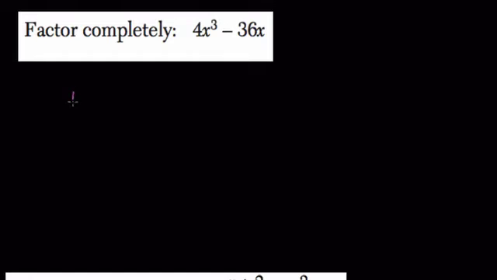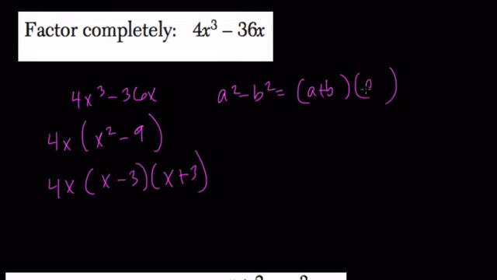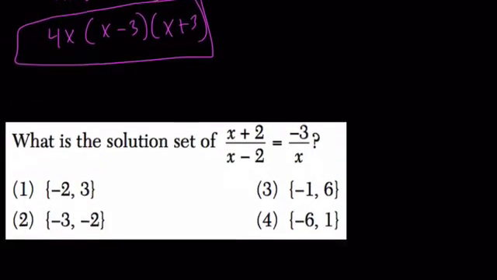Okay, here they want us to factor completely. Well, if nothing strikes you at first, try pulling out a common factor. And notice that 4x is common to both of these. So 4x times x squared minus 9, right? Because 4x times 9 is 36x. Now, x squared minus 9, that's a difference of two squares. So we have x minus 3 times x plus 3. Remember the difference of two squares, right? Let's say we have a squared minus b squared. That just equals the square root of both terms added and subtracted. So here we're done, right? We can't factor any further.